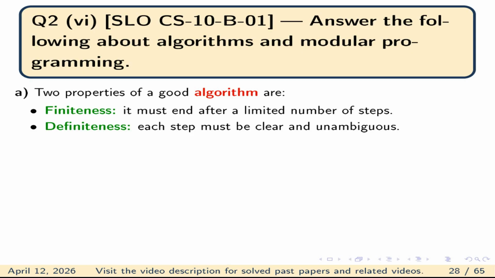Sixth part is answer the following about algorithms and modular programming. Two properties of a good algorithm are finiteness. It must end after a limited number of steps. Definiteness. Each step must be clear and unambiguous.